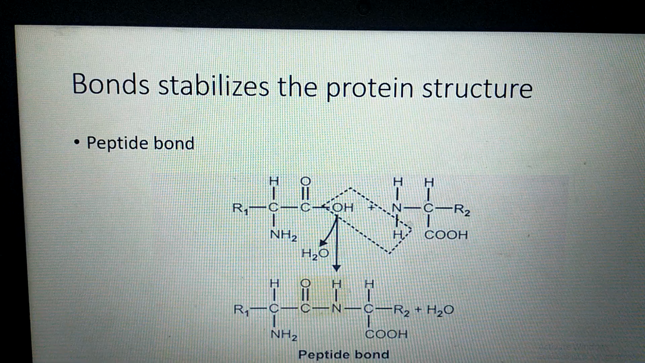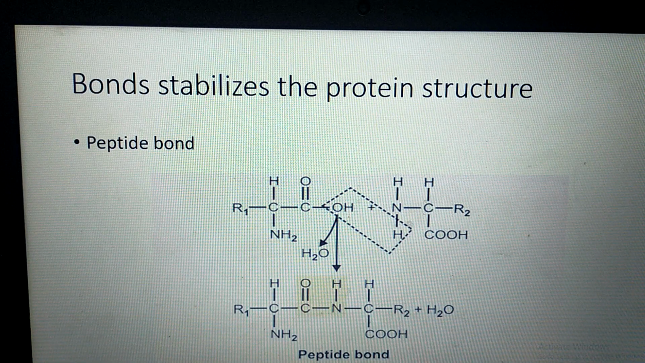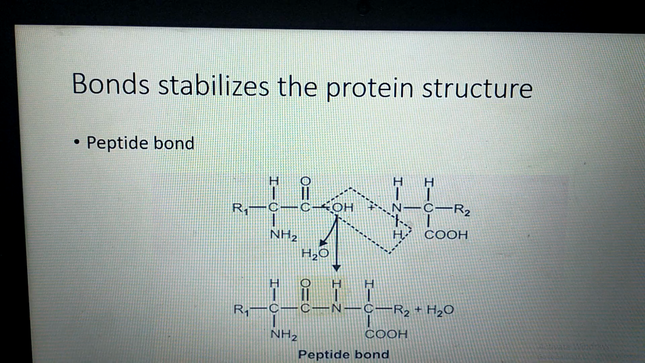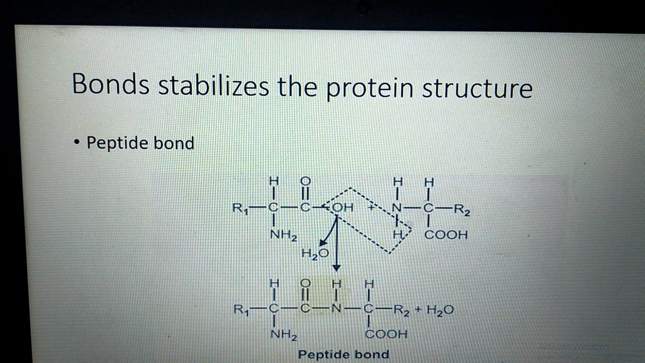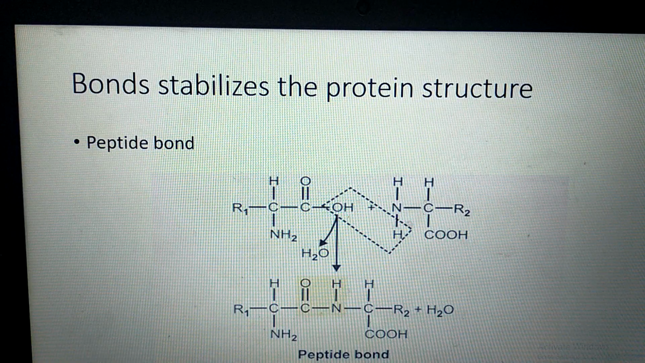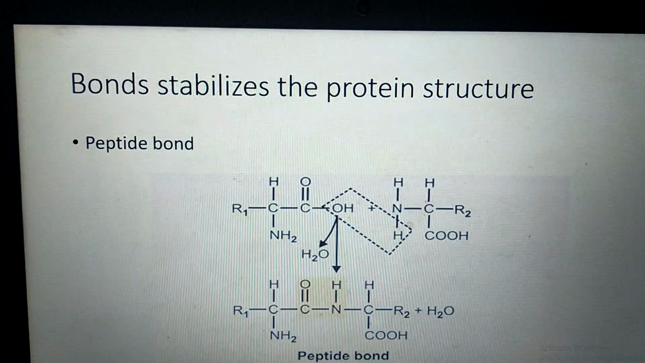Peptide bond we have already covered in the last lecture, but still here is an overview. Peptide bond is formed between the carboxyl group of the previous amino acid and the amino group of the next amino acid by dehydration. So the COOH group and NH2 group condense with dehydration to form the CONH group or peptide bond.